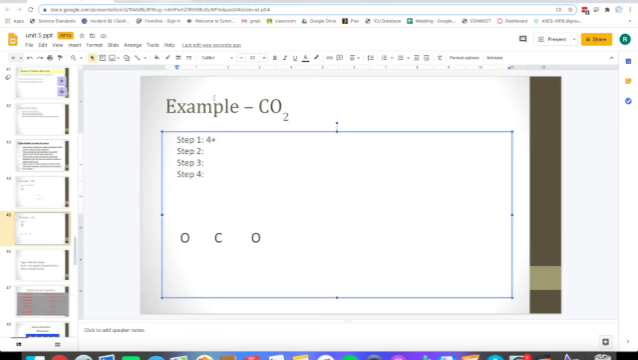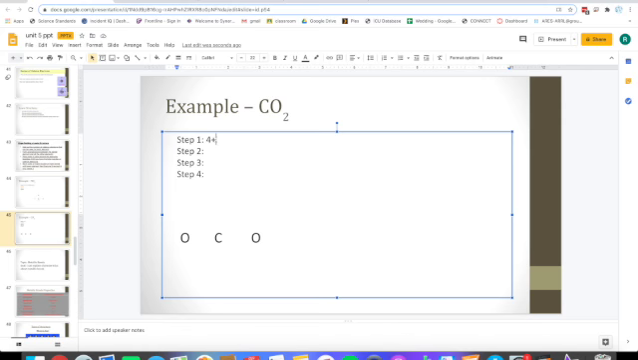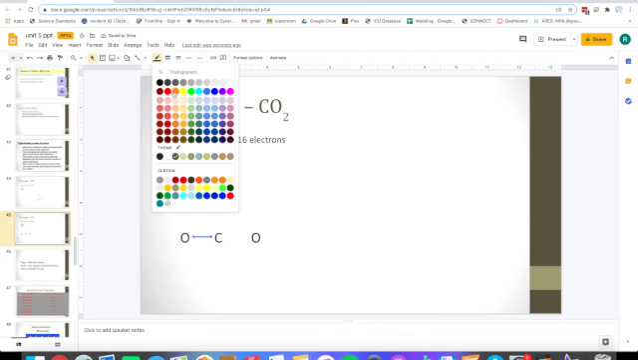Here we have 2 oxygens because of this number right there. So we would have 6 twice. So 6 plus 6. If we add this number up, we have 12, 13, 14, 15, 16 electrons. Step 2. Draw your lines between your center element and all the other elements. Whenever you draw this, you will not have to color code. I'm just doing it to help you all visualize what's going on.